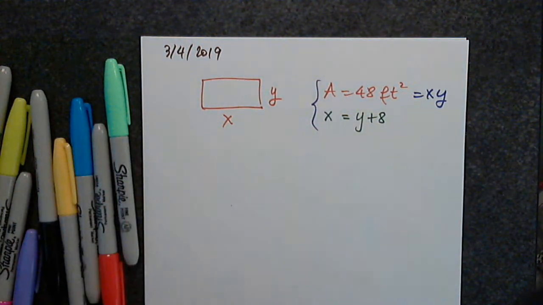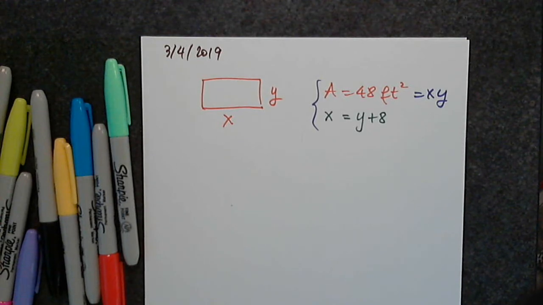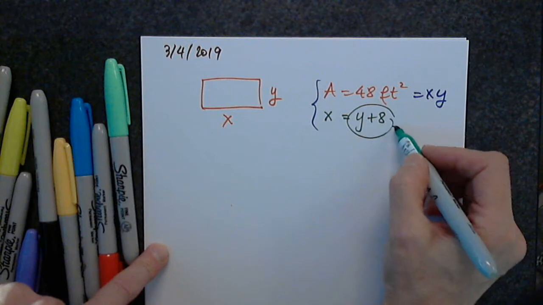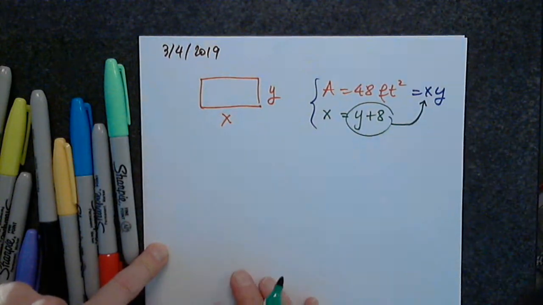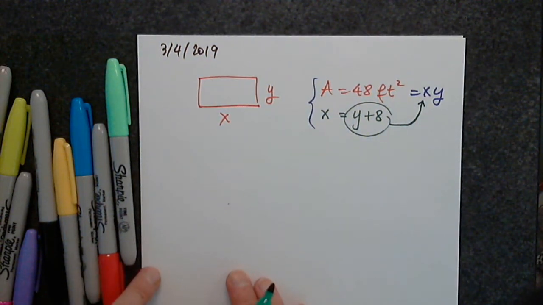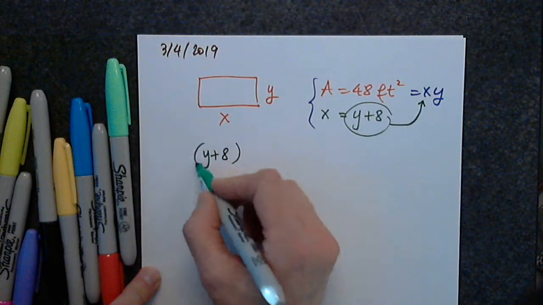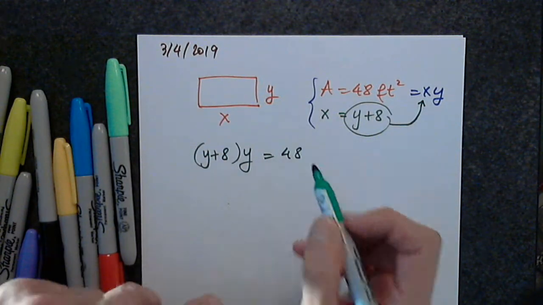Very good. So that's good. You can use W and L. It's fine. I just used X and Y. It doesn't matter, as long as you have the plus 8 for the length. Any letters. You don't have to use the letters I used. So we're going to use substitution, and we are going to replace x in the first equation by y plus 8. So then y plus 8 in parentheses times y equals 48.